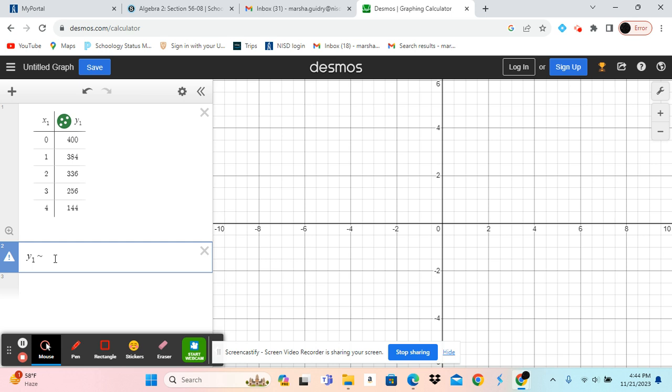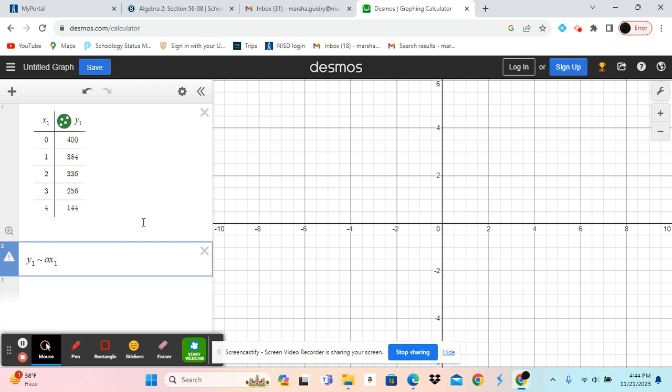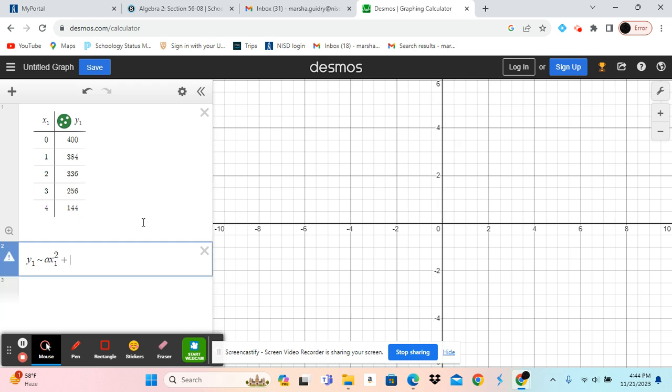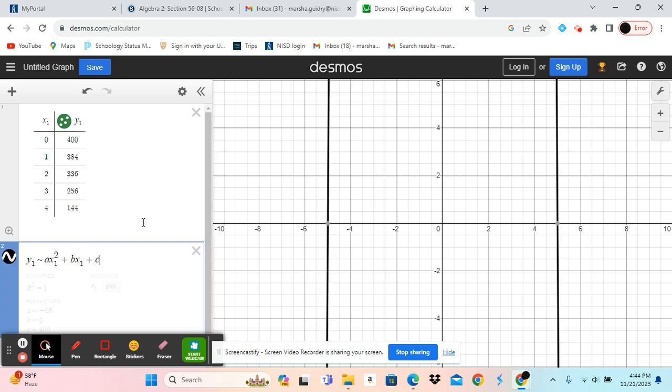So y1 regressed, and then we're going to type a x1, but then we have to square that. So shift 6 makes an exponent, and then you type the number 2 because we want it to be a 2. And then arrow to the right, and then we're going to say plus b x1, not just x. Remember, your x values and your y values have to have that little subscript, and then plus c. And you can tell right here underneath the equation, it says a equals negative 16, b equals 0, c equals 400. So y equals negative 16x squared plus 0x plus 400.